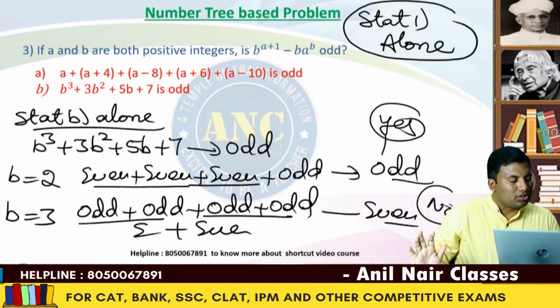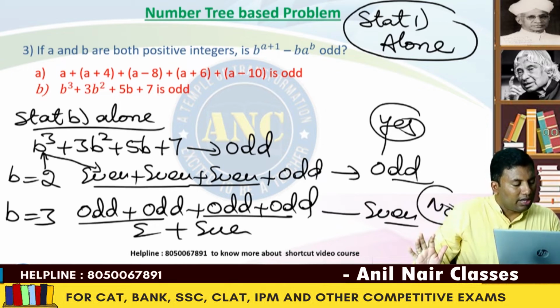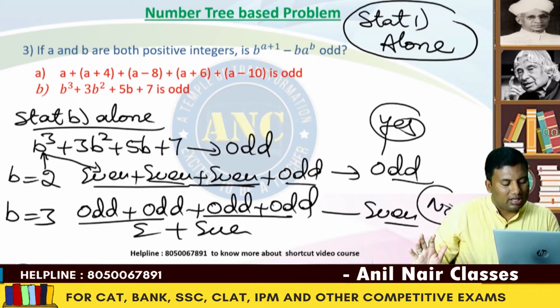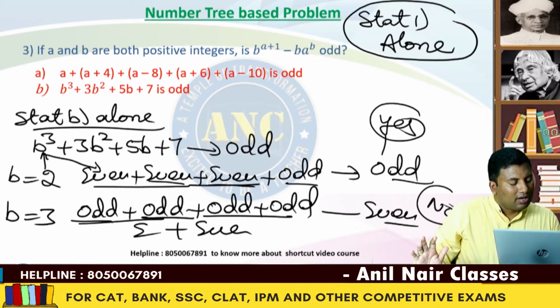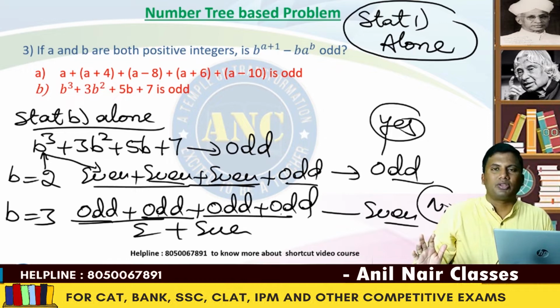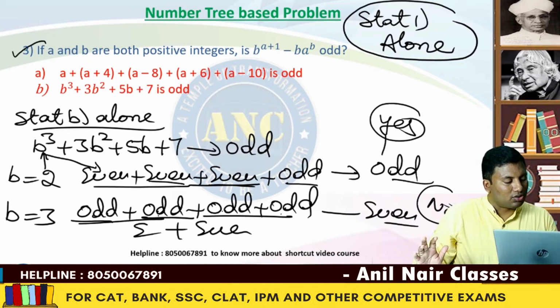You don't need to substitute the values. 2 cube even, 3 into 2 square even, 5 into 2, 10 even. These odd. B is 3, 27 odd. 4 3s are 12, right? 3 square, 9 into 3, 27 odd, odd, odd. Just by substituting b as an even and an odd number, you will get it. I hope the third problem is also clear.